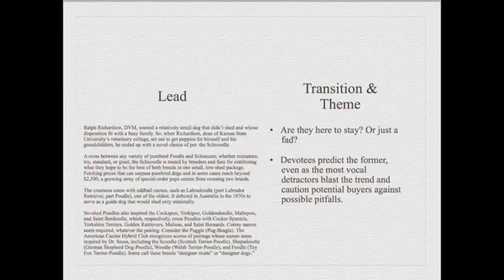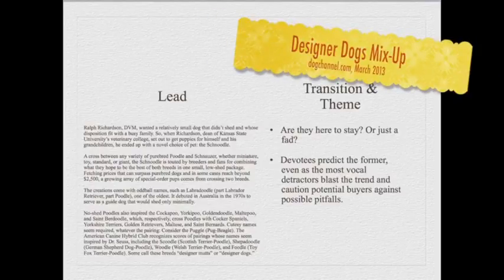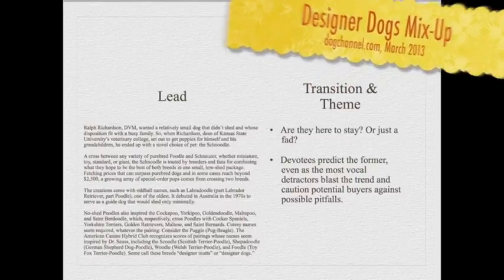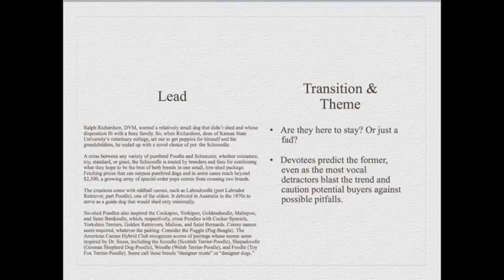Let's take a look at another one. Ralph Richardson, DVM, wanted a relatively small dog that didn't shed, whose disposition fit with a busy family. So when Richardson, dean of Kansas State University's veterinary college, set out to get puppies for himself and his grandchildren, he ended up with a novel choice of pet, the schnoodle. And then the rest of this goes on to explain what a schnoodle is, and talking about these different aspects of these poodles mixed with other breeds.